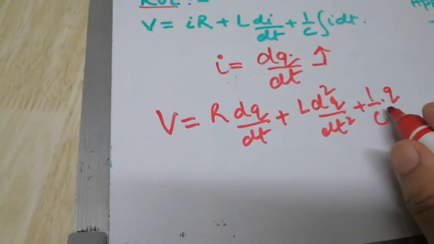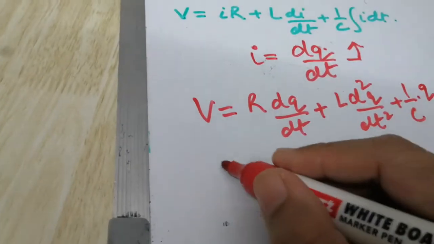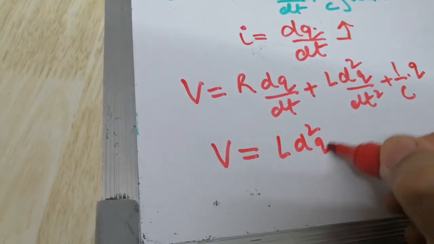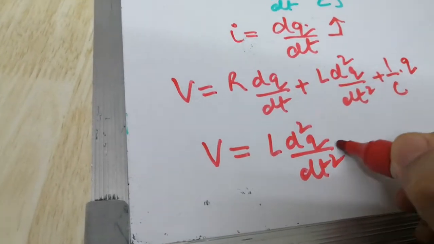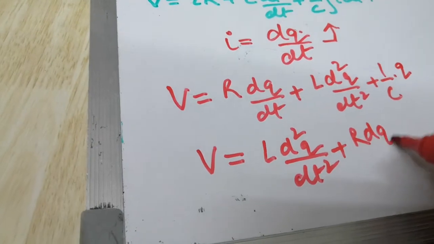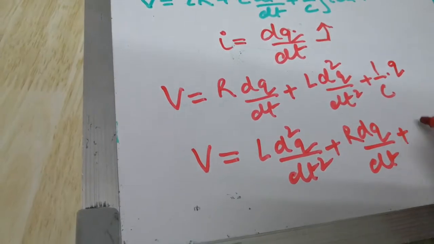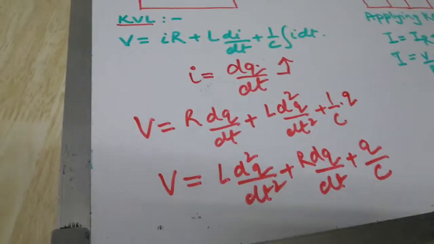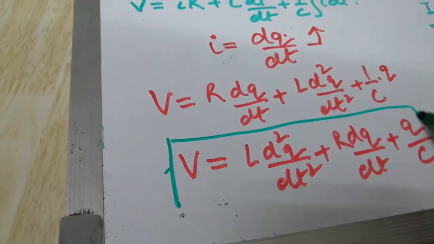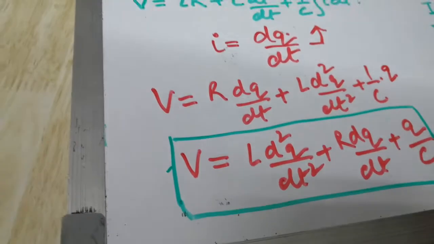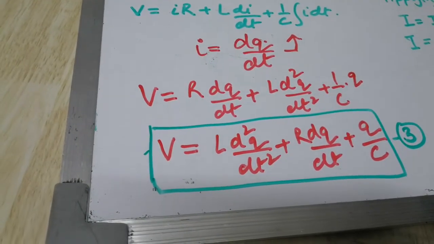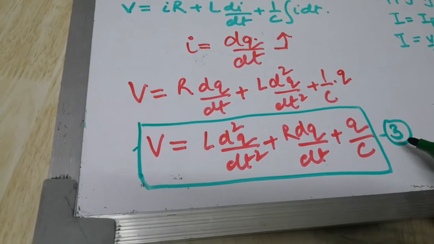So rearranging this whole equation, we get L d square Q by dt square plus R dq by dt plus Q upon C. So this provides me with my third important equation. The first and second equations I have already marked for your mechanical system as 1 and 2. So this is our third equation.